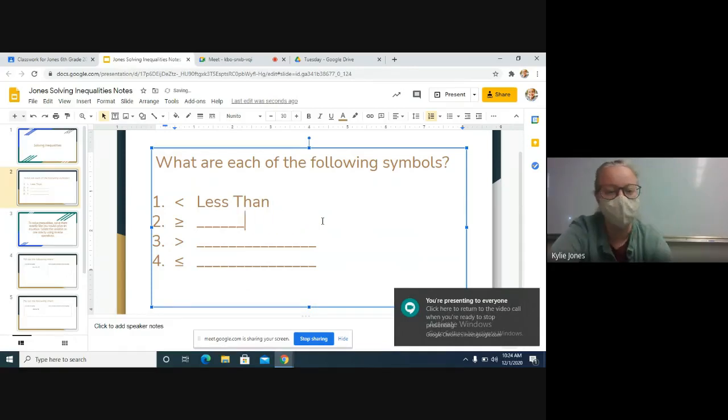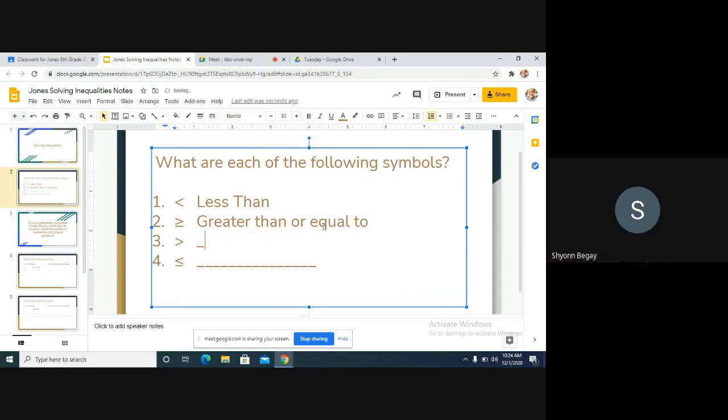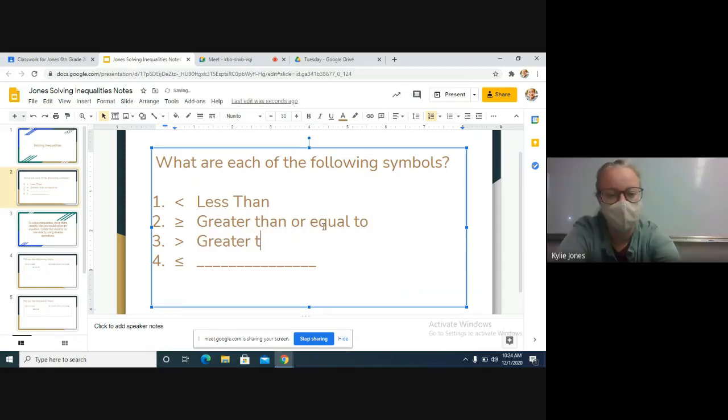What is our next one? Greater than or equal to? Good. Greater than or equal to. Remember that line underneath means that you're just going to include the number as well. It's equal to that number or bigger. Awesome. Number 3 here? Greater than. Good. Greater than.